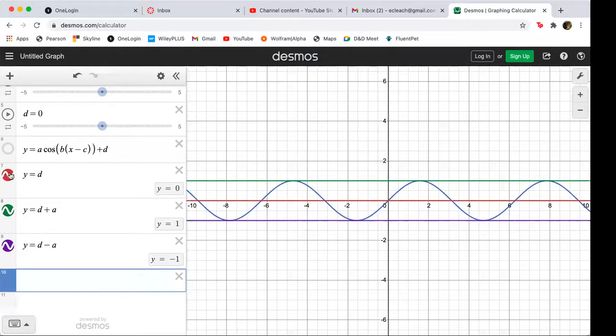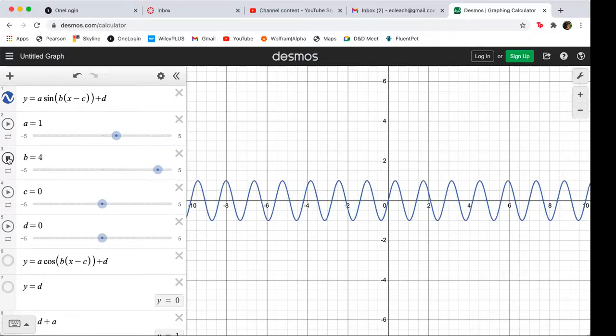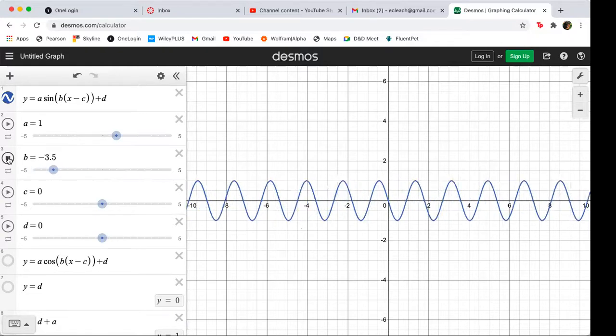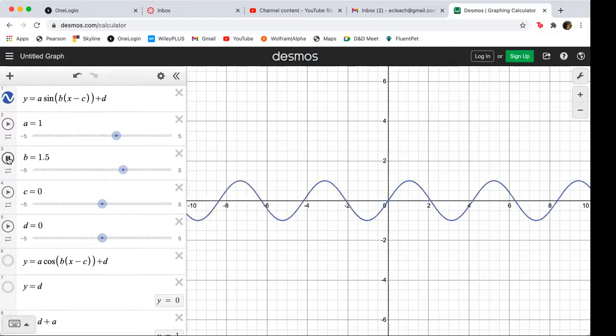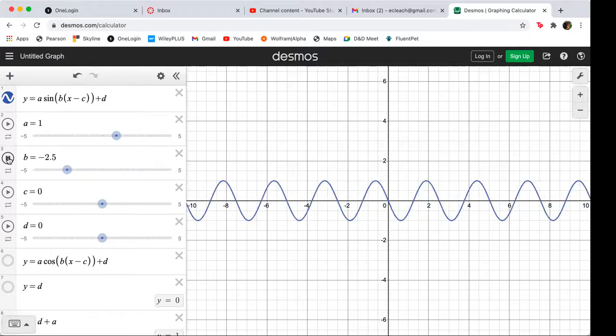Let's shift our attention to the horizontal stuff. The period, the horizontal stretching and compression, will be determined by the value of B. As B goes up and down, we can see that the period is changing, like a spring compressing and then stretching out again.